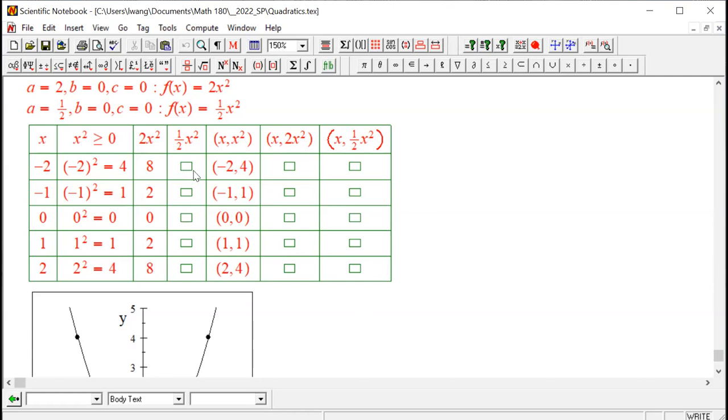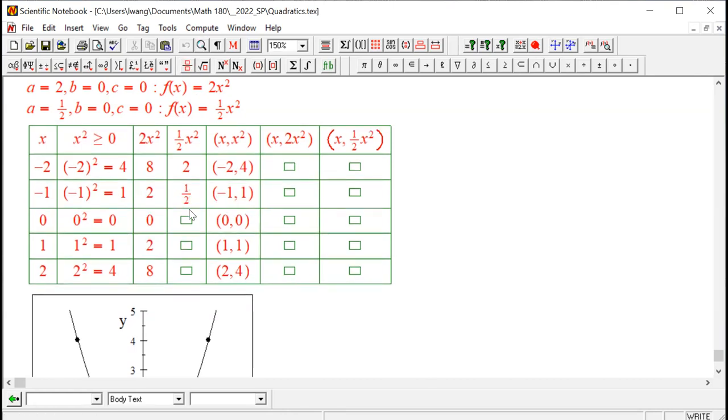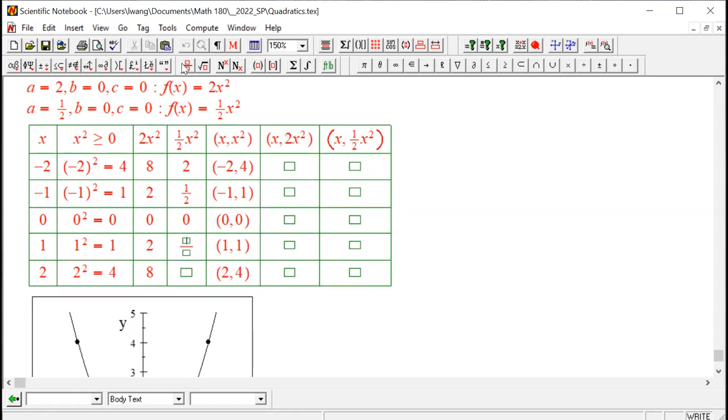How about half? X squared is halved. So what happened to this output? Well, 4 will be halved, so that's going to be 2. And 2 will be halved. 1 is halved, it's going to be half. 0 is halved, it's still 0. 1 is halved, it's half. 4 is halved, that's 2.